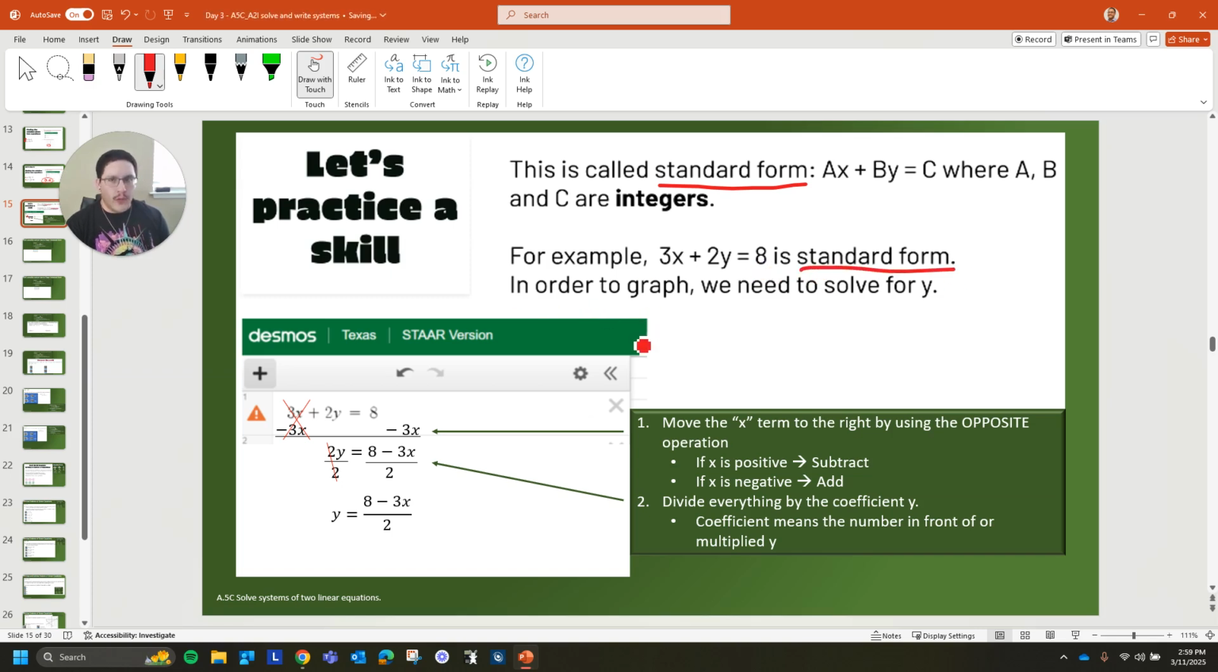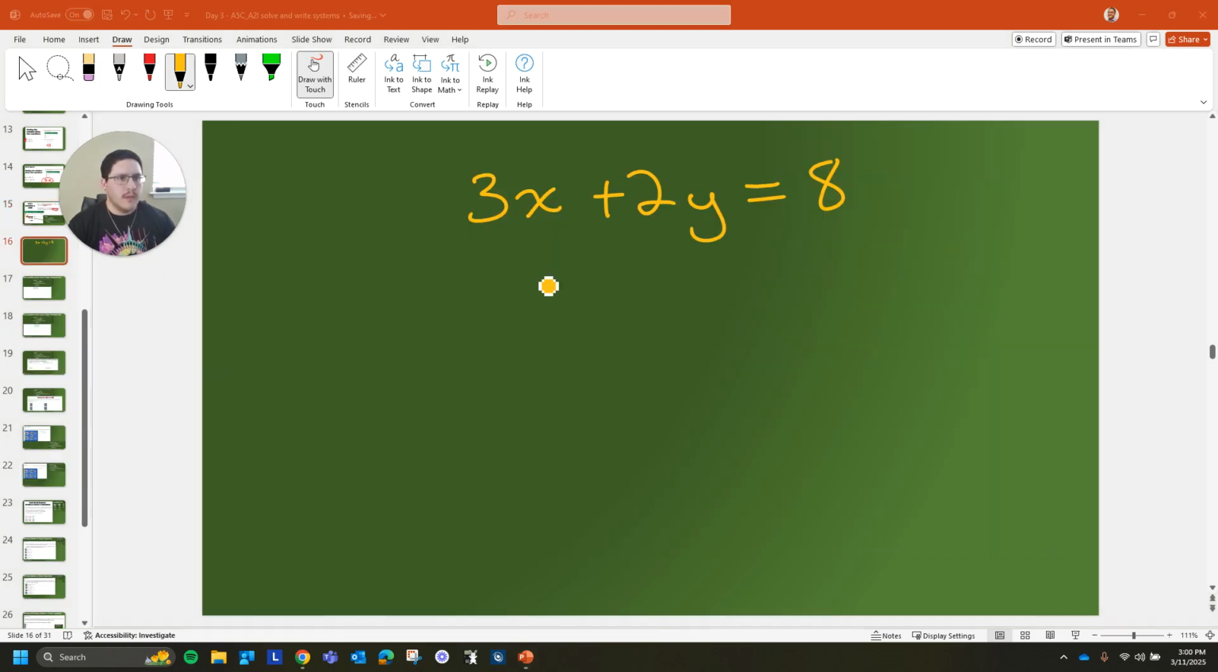In order for us to graph this, or at least to graph it using the graphing calculator, we need to solve for y. What does that mean, solving for y? Well, let's take a look. So again, we have the standard form of the equation, 3x plus 2y equals 8. And our goal is to get the y by itself. Well, how do we do that?